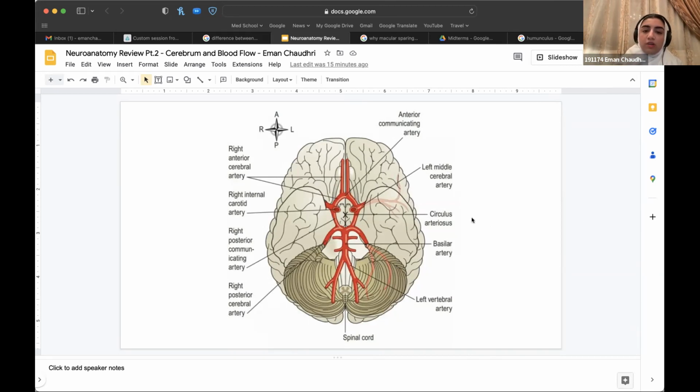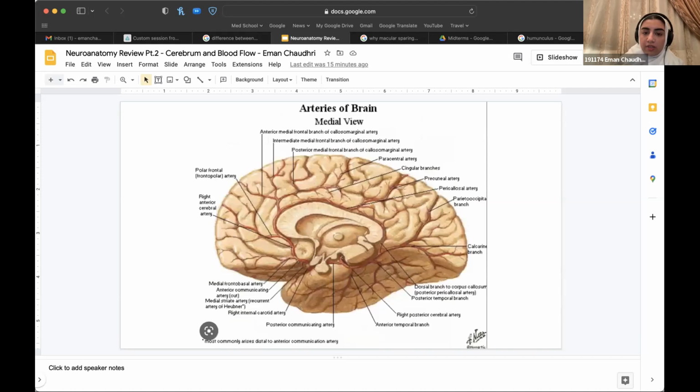Yes, okay, good. Now, here it is in the medial view. Anterior, like I said, running over the corpus callosum, and then it goes back and it is supplying the medial aspect of your cortex.